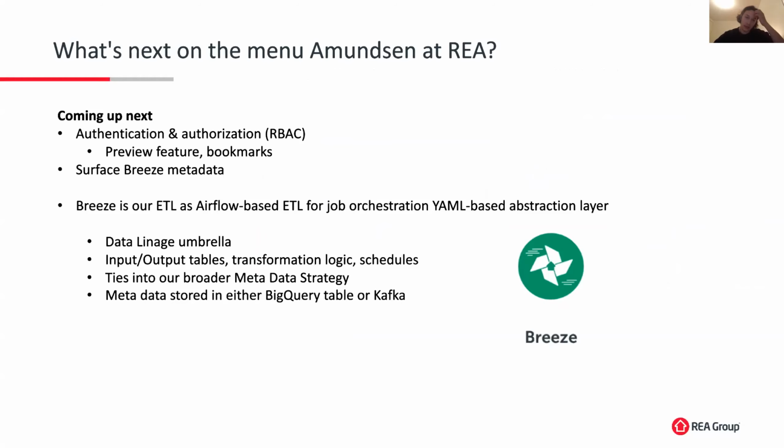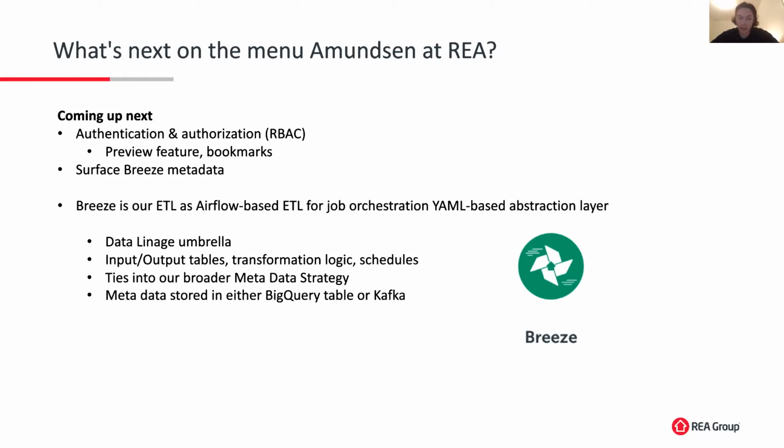Cool. So when we think about what's next on the menu for Amundsen and what's coming through at REA, I think the next big rock that we'll be going through is authentication and authorization. So we can know who they are and what they can do, and that really comes into play when we're doing the preview features. That is a workflow that we see our users do in the BigQuery console, and if we are able to bring that through to Amundsen, I think that helps understand the data a lot quicker. And then obviously we can also get the bookmarks in there as well.